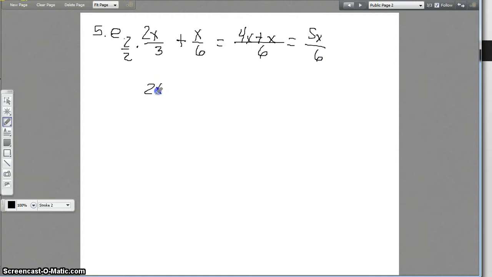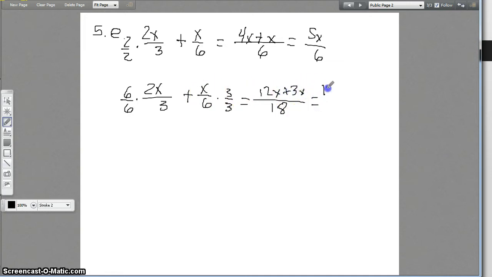Now just to show you that we could have done this the other way, I'm going to multiply the first fraction by 6 over 6 and the second fraction by 3 over 3. We end up with a common denominator of 18. Now our first fraction, we have 6 times 2x, that's going to give us 12x. This second fraction, we have x times 3, that's going to give us 3x. So we end up with 15x over 18.